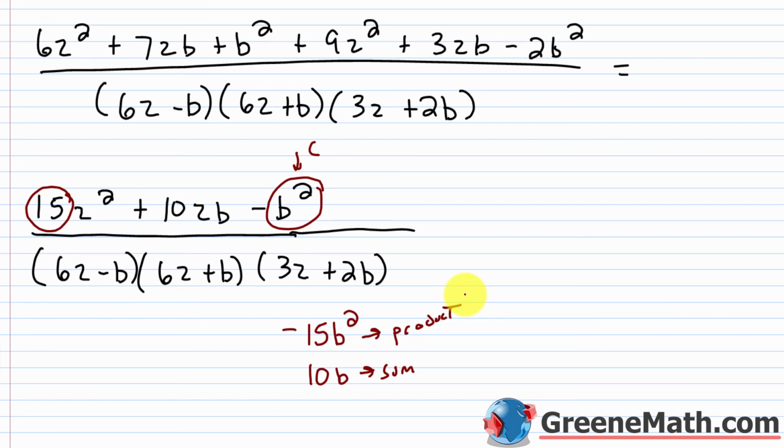Forget about the b part. Can you think of two integers that would multiply together to give you negative 15 and sum to give you 10? Well, you've got 1 times 15. That's not going to work. You can't change the signs around and get that. And you've got 3 times 5. So nothing you can really do with that. So you can't get the number part to work out. This part would work itself out automatically if you got the numbers to work out. So this is going to be a prime polynomial, and we're not going to be able to factor it any further. So this is the simplified answer: 15z squared plus 10zb minus b squared, over 6z minus b, times 6z plus b, and then times 3z plus 2b.